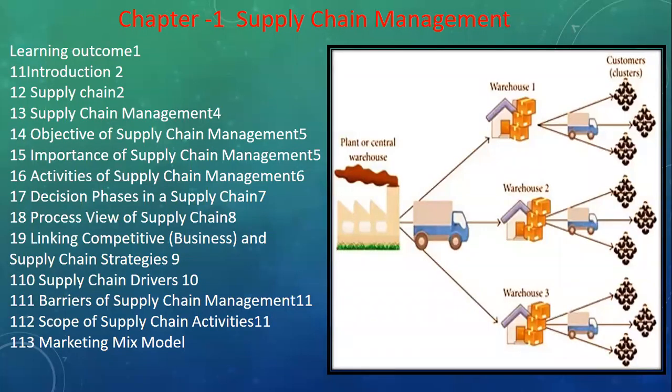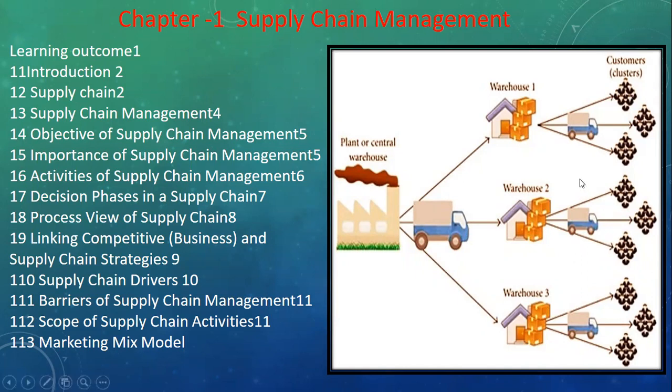We are completing the full supply chain management course, in which in earlier sessions we have completed the first chapter. In that we have covered the introduction of supply chain management, what it is, its objective, importance and activity, and all the decision phases of supply chain management, the process view, and finally the drivers and barriers of supply chain management, the scope of supply chain management, and finally the 4P marketing mix model. So this topic we have already covered in the earlier sessions.